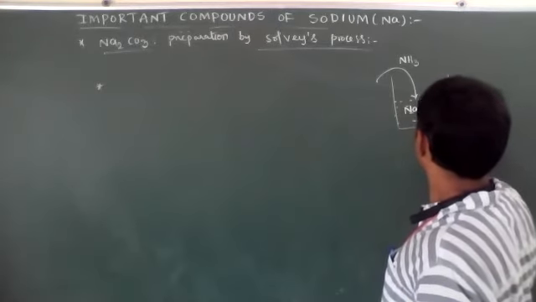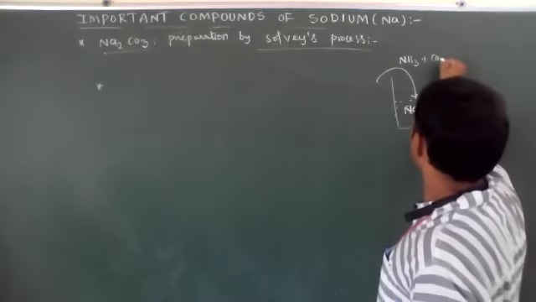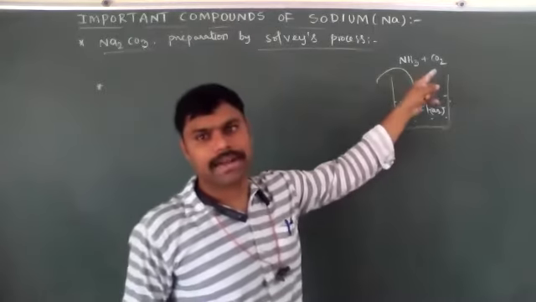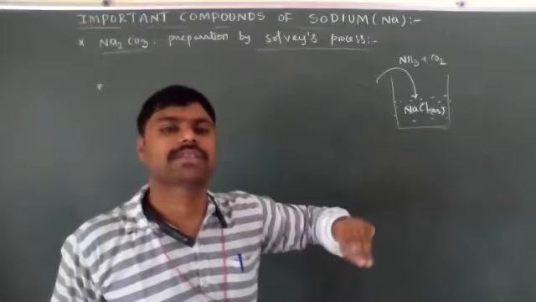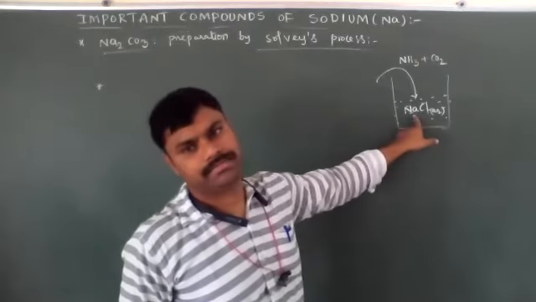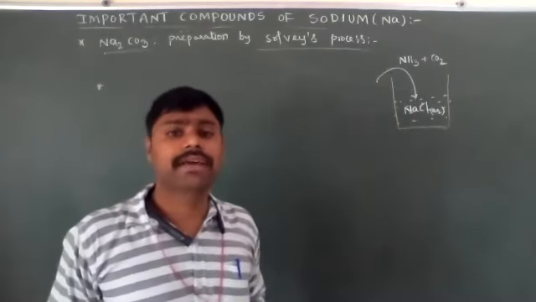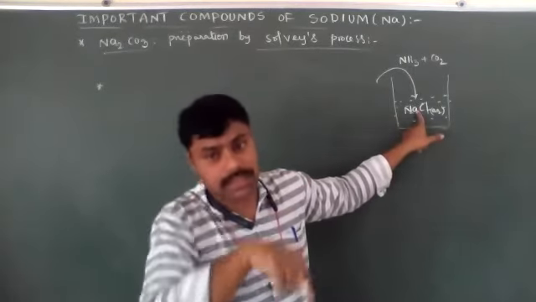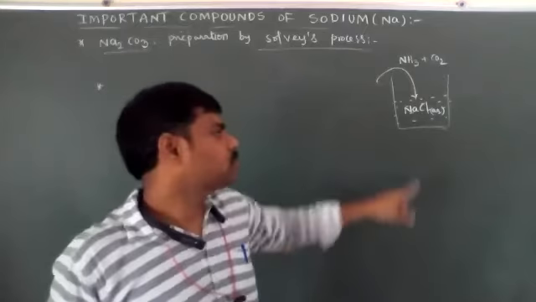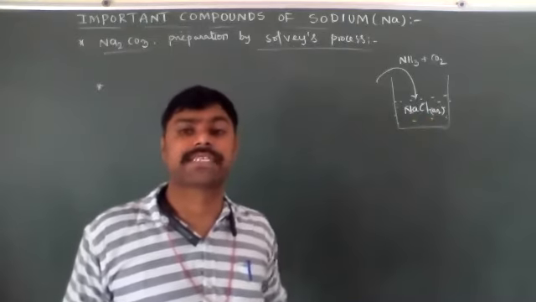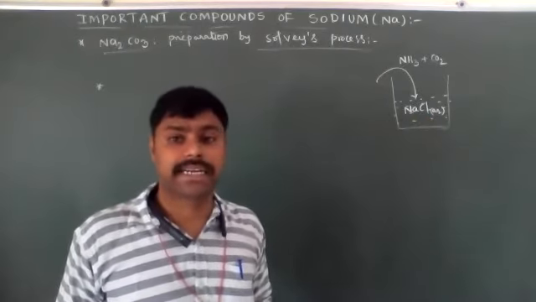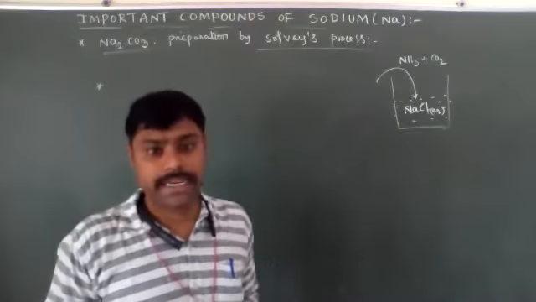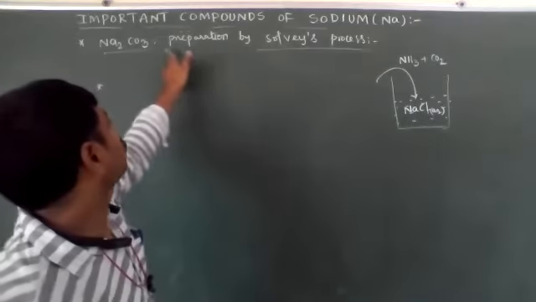Aqueous NaCl. We are passing ammonia and carbon dioxide. So ammonia gas and carbon dioxide are passed through the aqueous saturated sodium chloride. They first form ammonium bicarbonate. That ammonium bicarbonate reacts with NaCl and forms sodium bicarbonate. The sodium bicarbonate is a precipitate and it is insoluble. That's why we have to filter it off. Then that precipitate, upon heating, gives sodium carbonate.